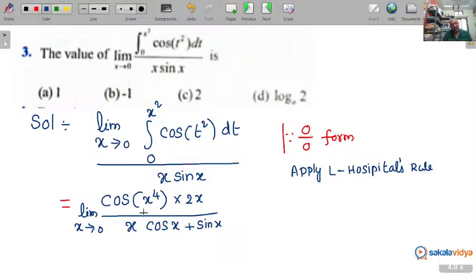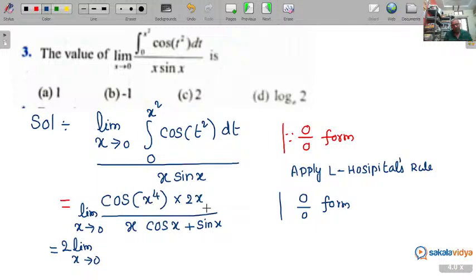Again check. So that means actually 0 into something, 0. Now actually it is again 0 by 0 form only. Again apply L'Hospital's rule. Again if you apply L'Hospital's rule, what do you get? Means actually here see, limit x extends to 0, 2 common.